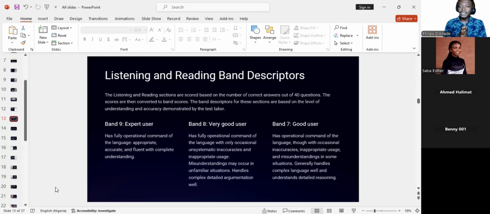For the listening and writing, in fact, for the whole IELTS exam, you'll be scored from band 0 to band 9. Band 0 means you did not do anything. You didn't even write anything in the exam. That's band 0. Now let's start from band 9. Band 9 just means you are an expert user of English. You can pay attention and you can command English very well.